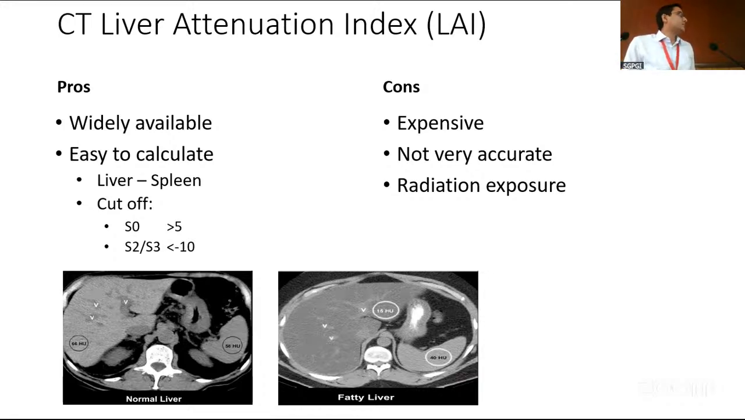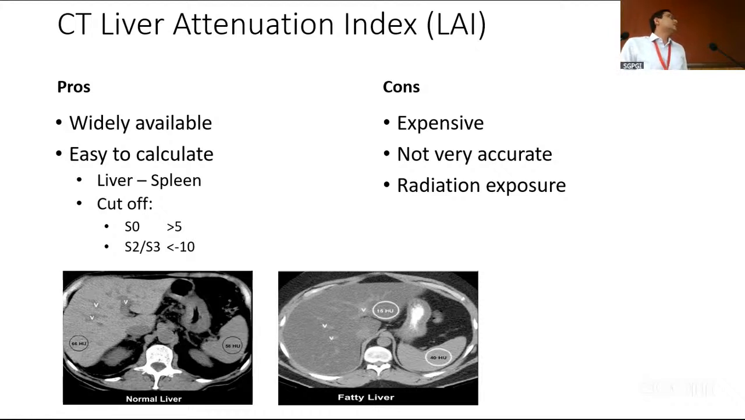Whereas when fat deposition occurs, on CT the liver appears darker, and the liver attenuation index, which is the difference of the attenuation values in Hounsfield units between the liver and the spleen, increases. And the significance is achieved when this difference is more than -10. So if the difference in attenuation between the spleen and liver is less than -10, then it means at least the patient has S2 to S3 steatosis.